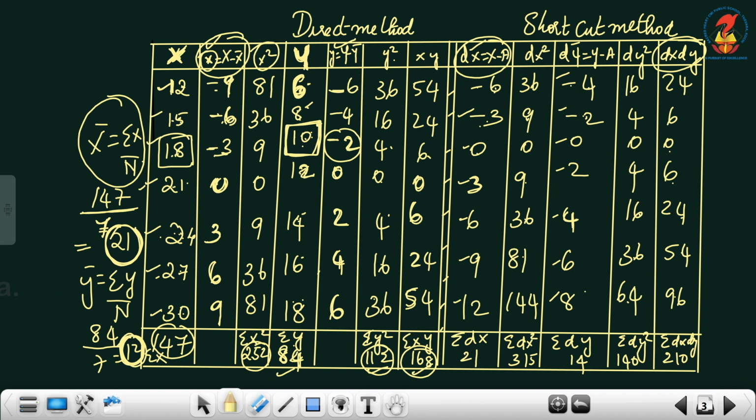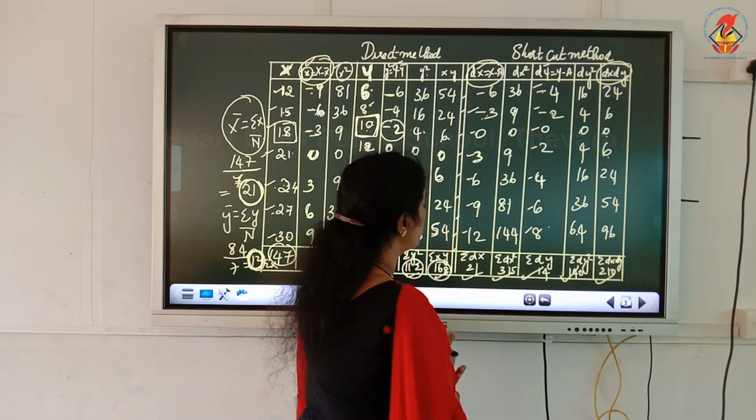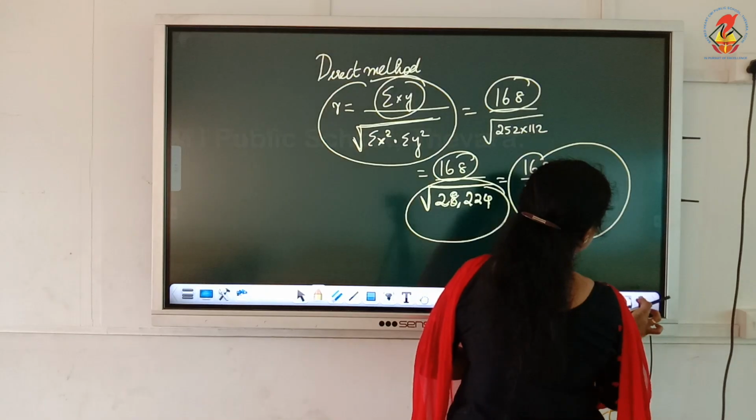Like that you have to find out the total of all the columns that you have made. Total of dx you have to find, that is 21. Total of dx square, that is 315. Total of dy, that is 14. Total of dy square, that is 140. Then total of dx into dy, 210, because as per the formula we need the values of all these.